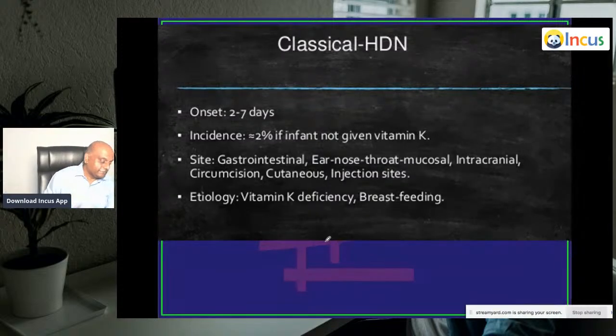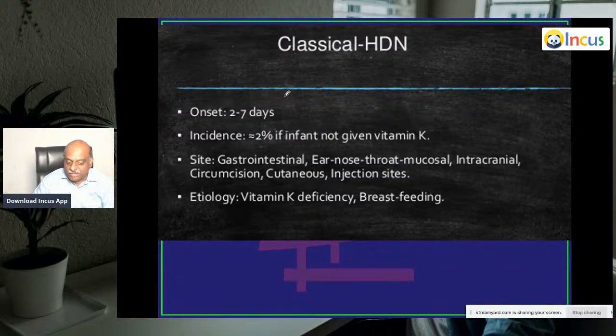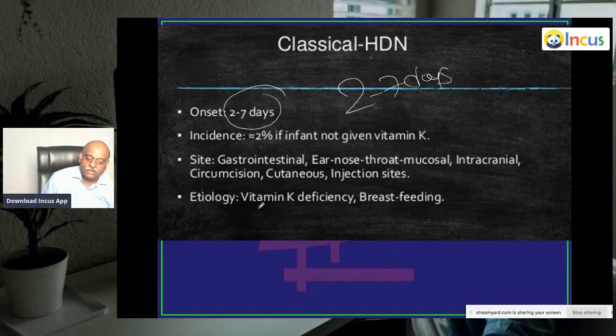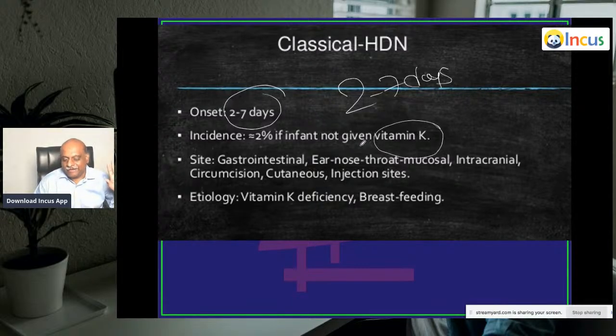Classical HDN. Bhaiya, classical hota hai 2 to 7 days. Please don't forget. And paida hote hi ek BCG tika lagayega, ek blood sample le lega iodine detect karne ke liye, aur ek vitamin K ka injection marega. Pediatric nurse. So zindagi starts with few shots.